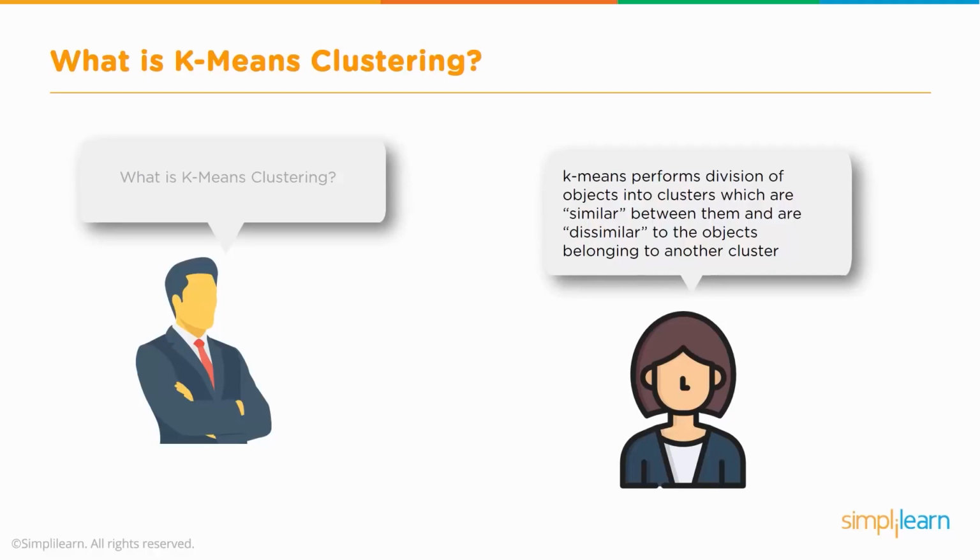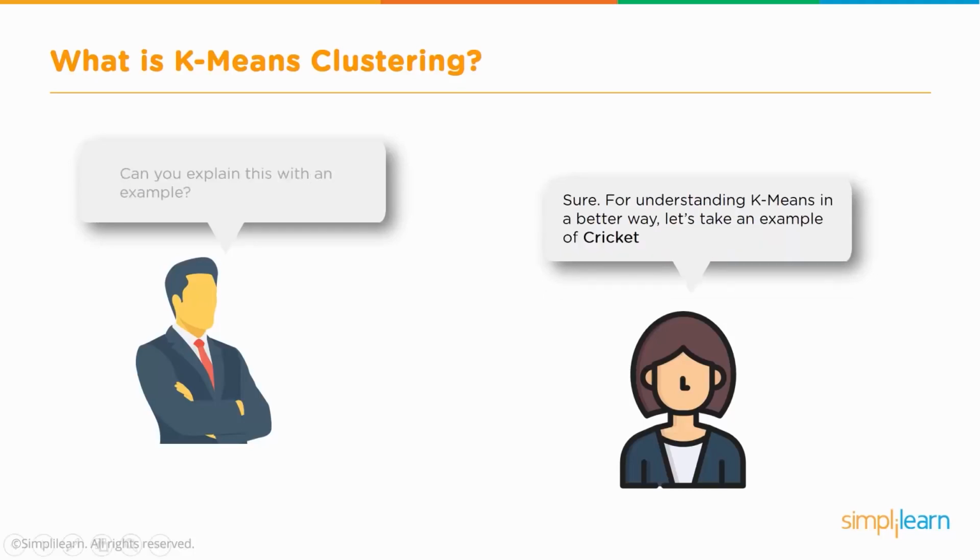The term K is basically a number, so you need to tell the system how many clusters you need to perform. So if K is equal to 2, there will be 2 clusters. If K is equal to 3, 3 clusters, and so on and so forth. That's what the K stands for. And of course, there's a way of finding out what is the best or optimum value of K for given data, and we will look at that. So that is K-means clustering.